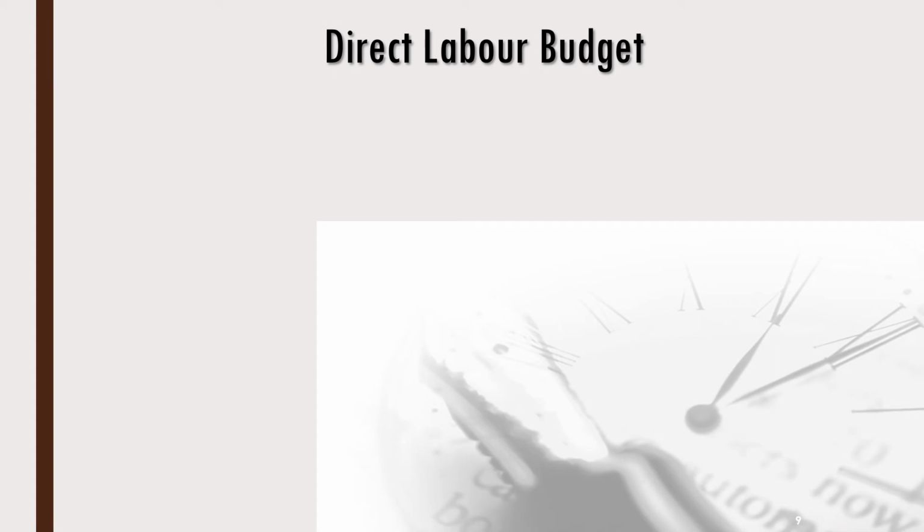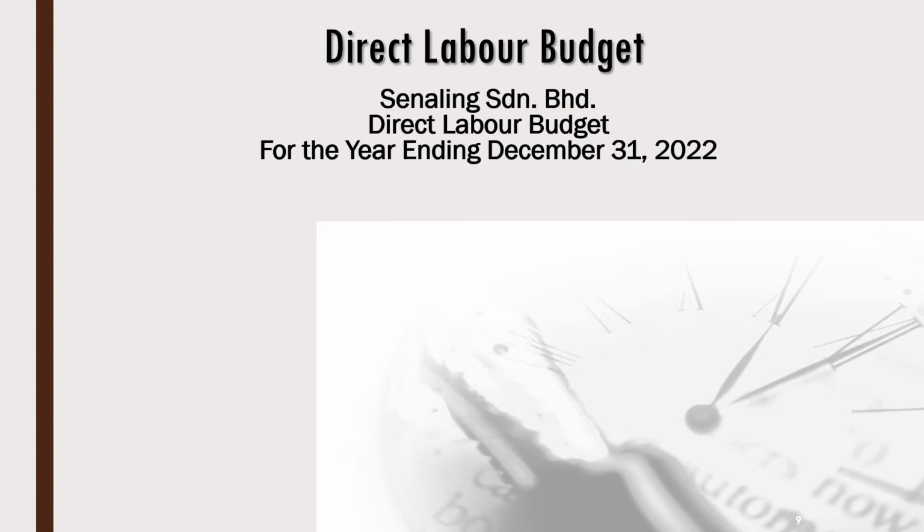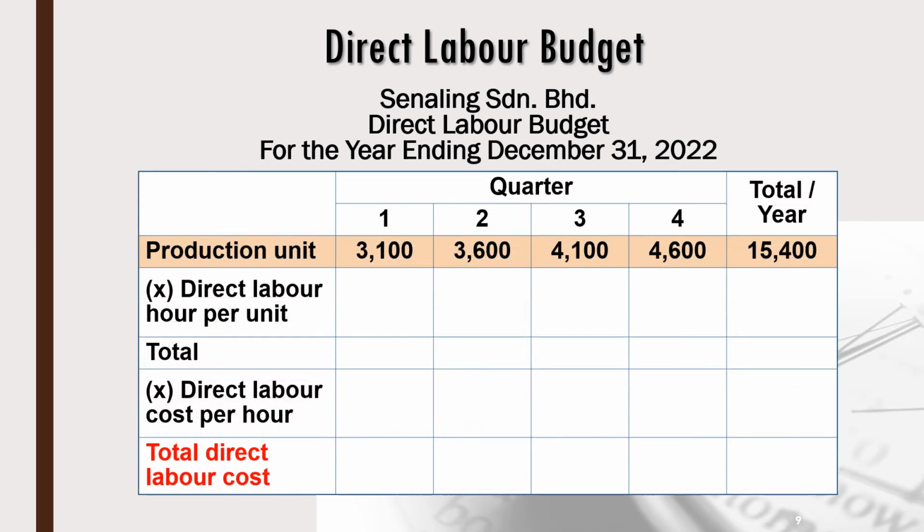To answer the question, firstly, write down the title. Senaling Syamrahan, Direct Labor Budget for the year ending December 31st, 2022. Then, you need to build a table and put a direct labor budget formula into it. First of all, write down the production units in the table. The production units come from the production budget that has been made before.